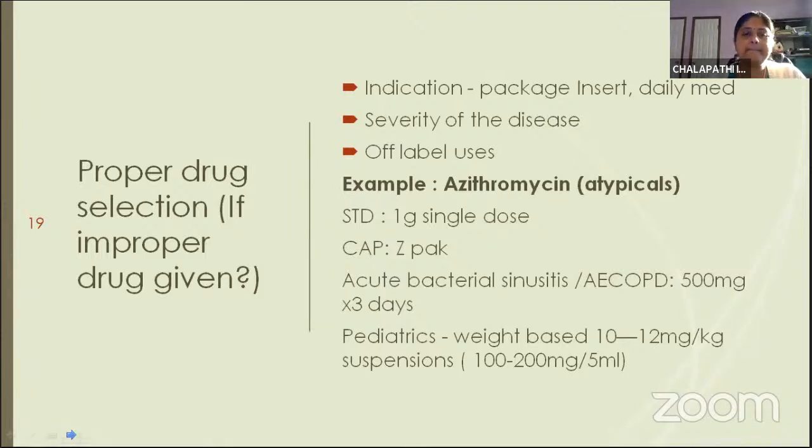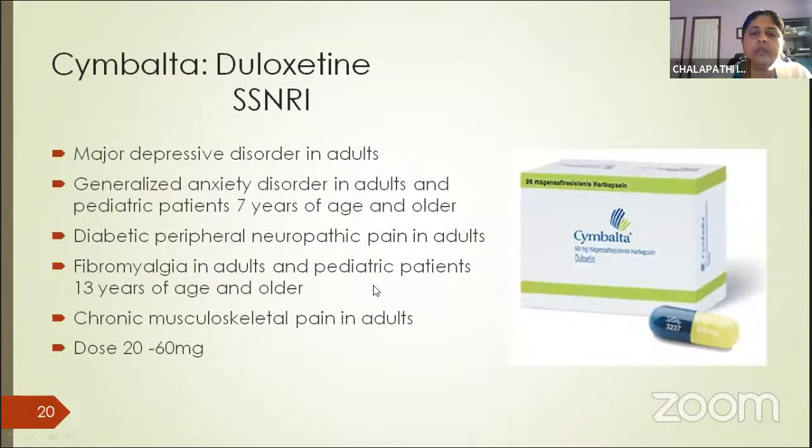Next slide. And another example I've taken for the OP cases, duloxetine, Cymbalta. In this case, it is an SSNRI. It is used for depression. It is used for anxiety. It can be used for peripheral neuropathy, fibromyalgia, where basically patients have chronic musculoskeletal pain. And the dosing available is 20 mg, 30, 40, and 60.